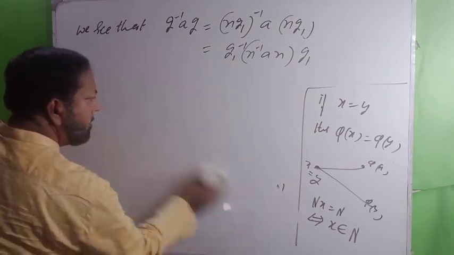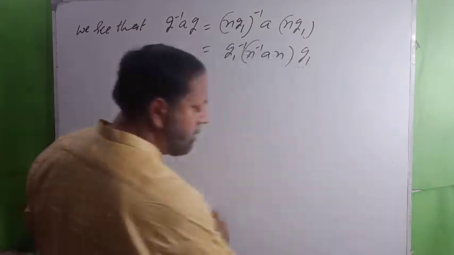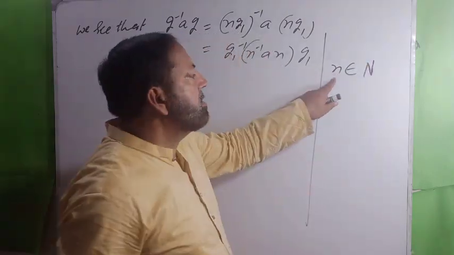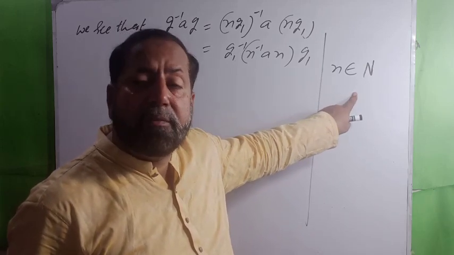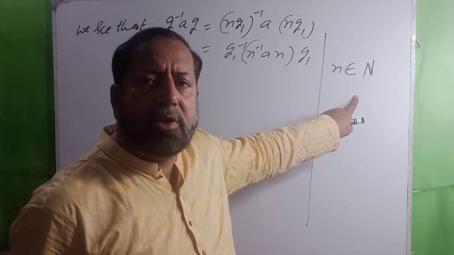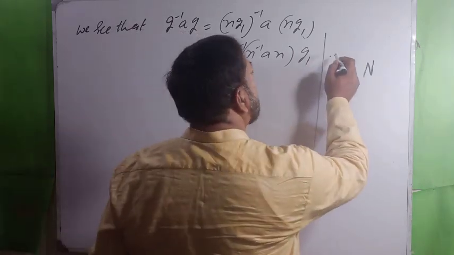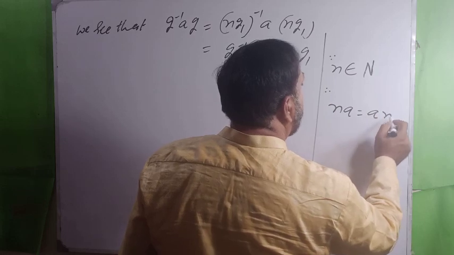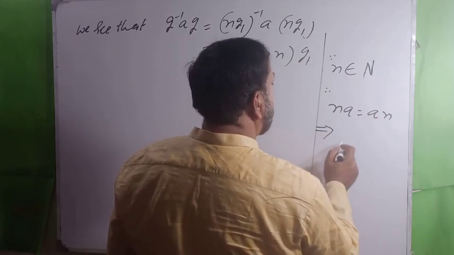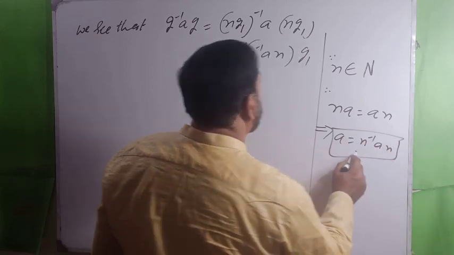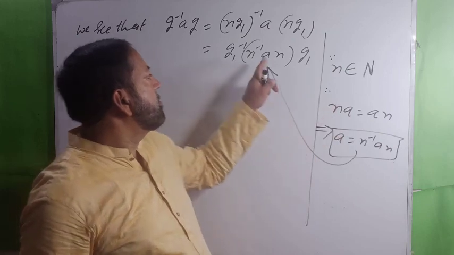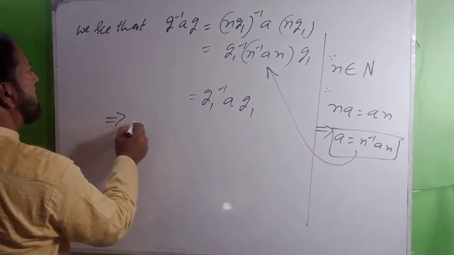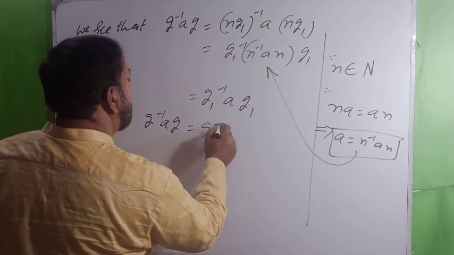Then again you can see that this n belongs to N. N is the element of the normalizer of A. This means that N contains all those elements which commute with A. Since n belongs to N, nA must be equal to An. This means that you can write A is equal to n inverse a n. So put here n inverse a n is equal to a. So this is equal to g1 inverse a g1. This means that g inverse a g is equal to g1 inverse a g1.